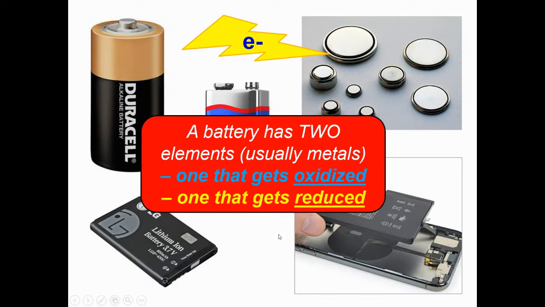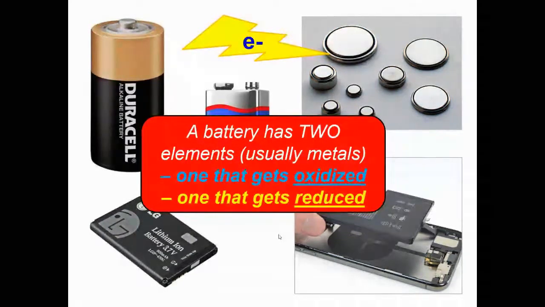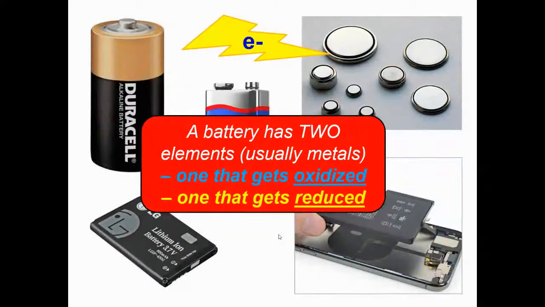Okay, finally, we're going to talk about how to make a battery. Now, I said before, a battery has two elements in it. Usually those are both metals, one that gets oxidized, one that gets reduced. And that's how we can have a transfer of electrons, or a flow of electrons, and make electricity.